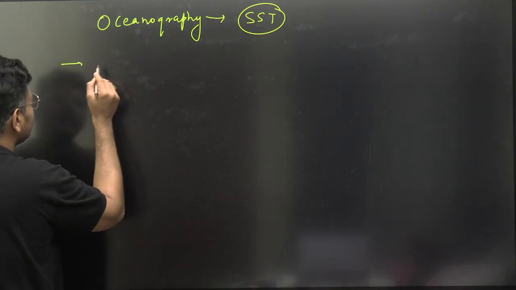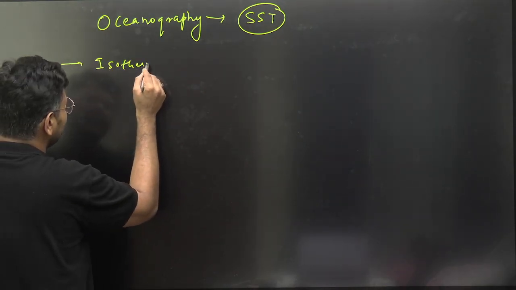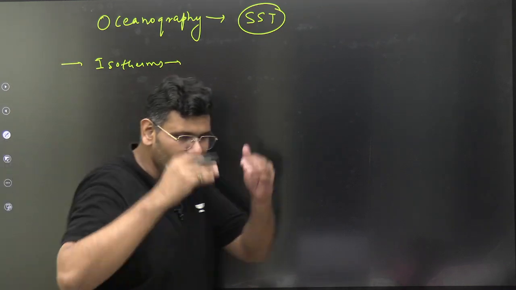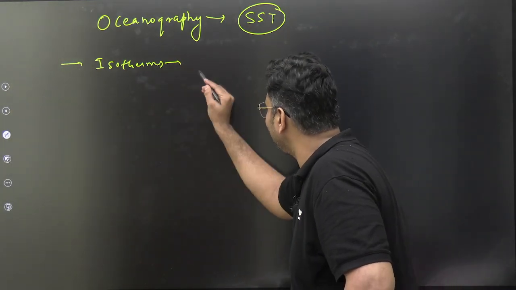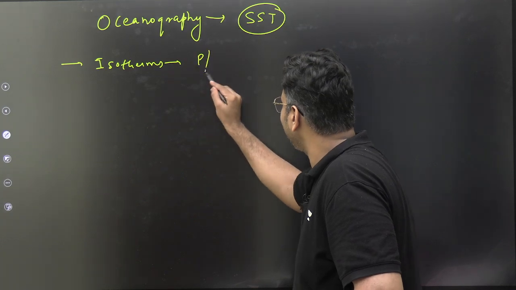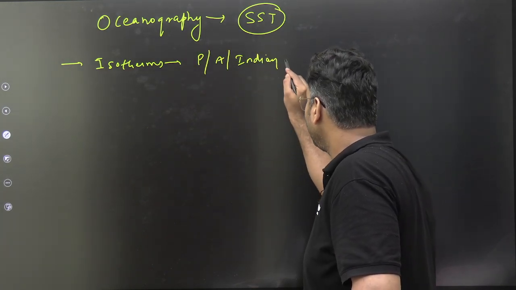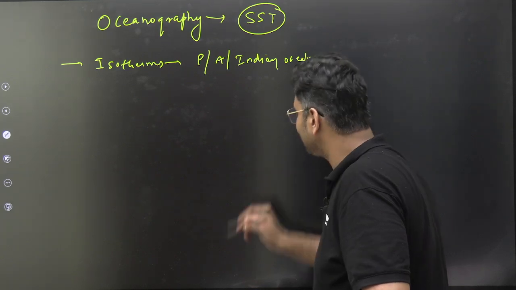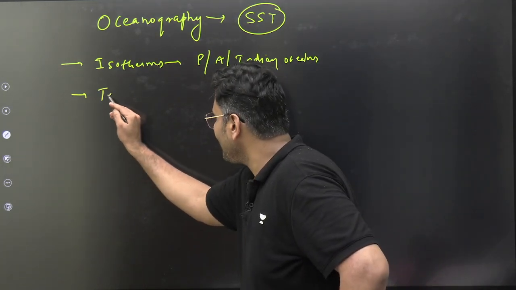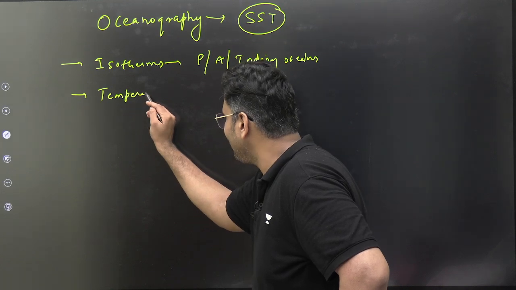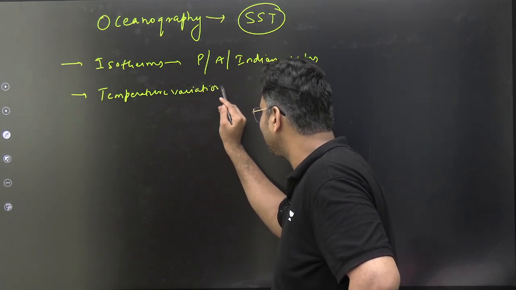If you remember, we drew some of our isotherms. We drew our isotherms that were passing all over the oceans. And if you remember in the classes, we divided the isotherms as per the oceans of Pacific, Atlantic, and Indian Ocean. There were isotherms that were passing. We also discussed how the temperature variation in the oceanic water takes place.